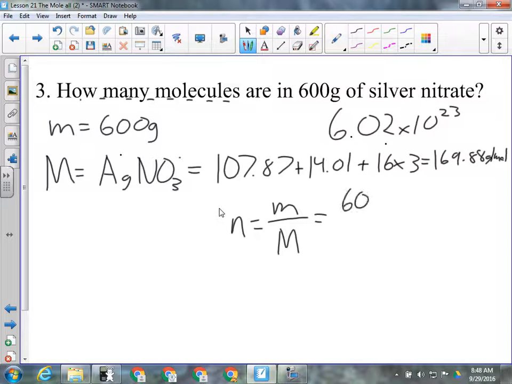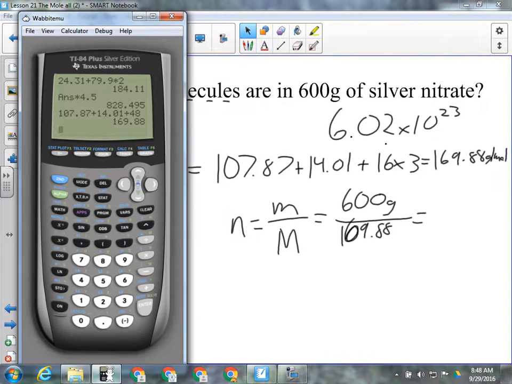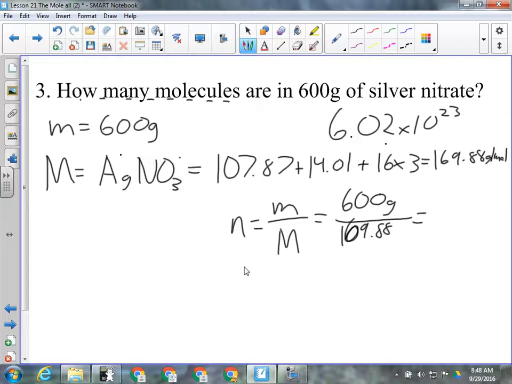Okay, so we have 600 grams, and the molar mass was 169.88. All right, so I have 3.53 moles. Okay, so far you'd have a mark for your givens. You'd have a mark for this step, calculating the number of moles. Sometimes I would give a mark for plugging in the numbers, or sorry, sometimes I would give a mark for having that answer there.